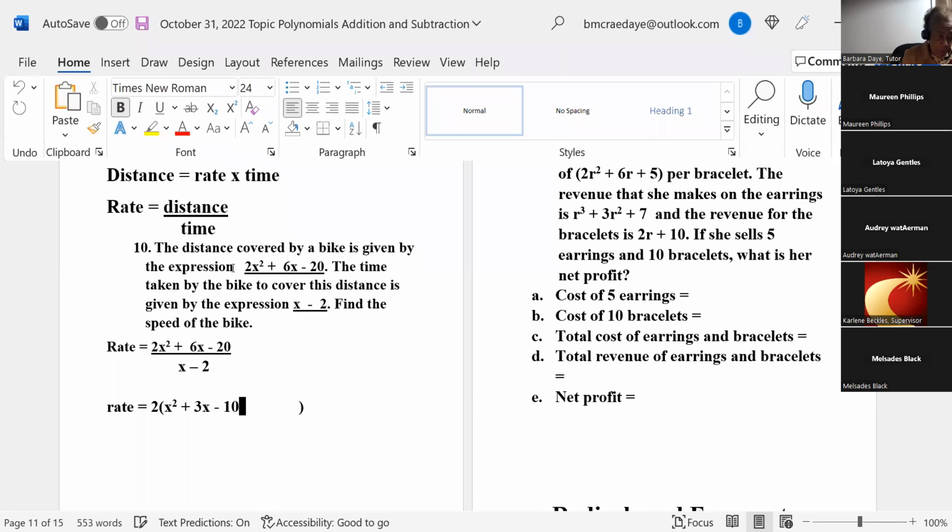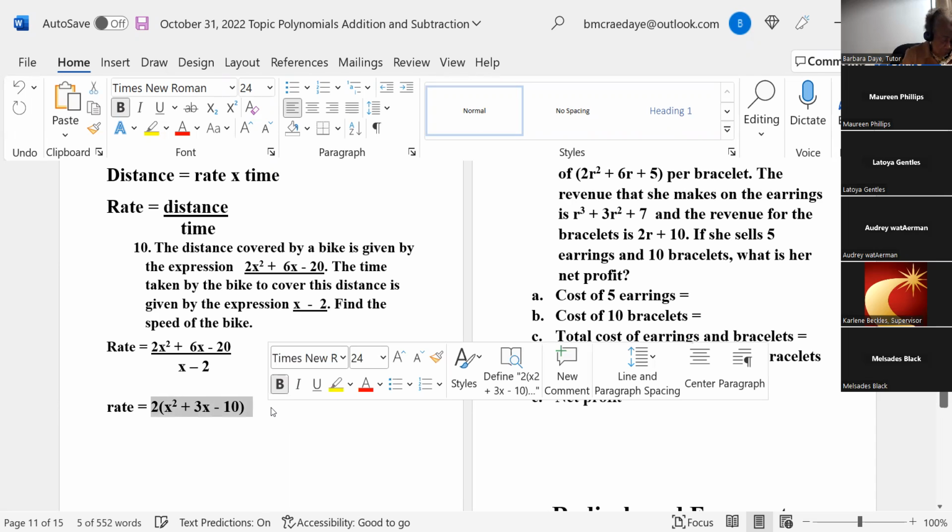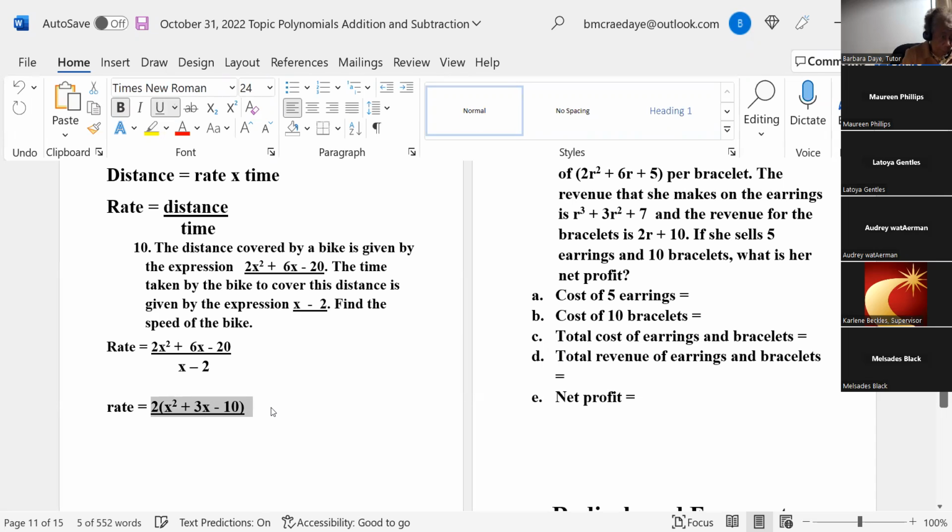So we've got the 2 factored out, right? Let's see what I got. X. And let's put this underneath this x minus 2. So let's put our x minus 2 here. X minus 2. Now, what kind of equation is this, x to the second plus 3x minus 10?